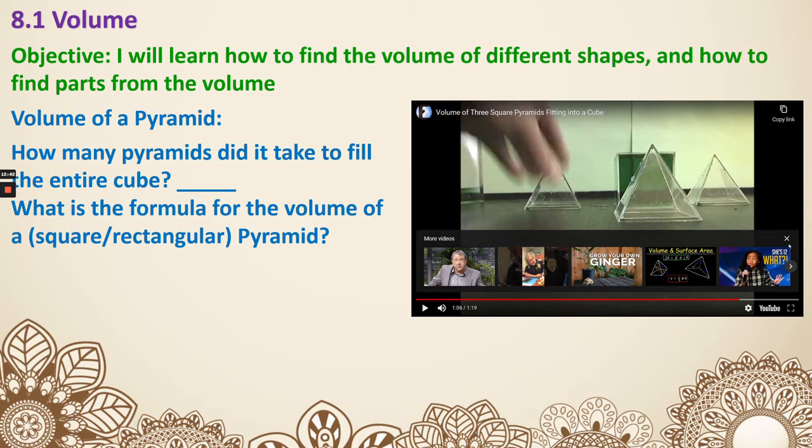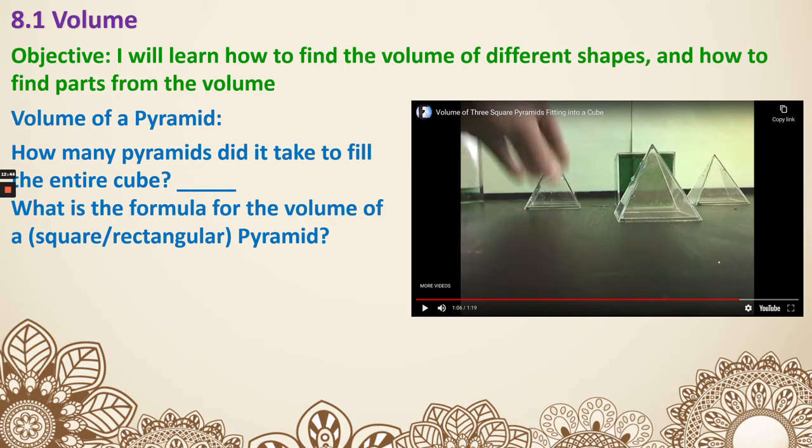Okay, so as you can see, it takes, again, 3 pyramids to actually fill up the cube. So the formula is related to the cube again, which is 1/3 length times width times height. It could be a square or it could be a rectangle. It just depends on the pyramid. And it's kind of how cones and cylinders are related. It's by the fraction 1/3.